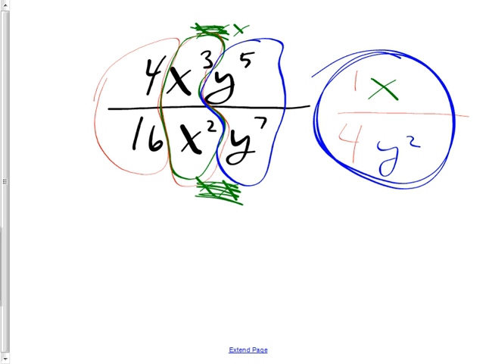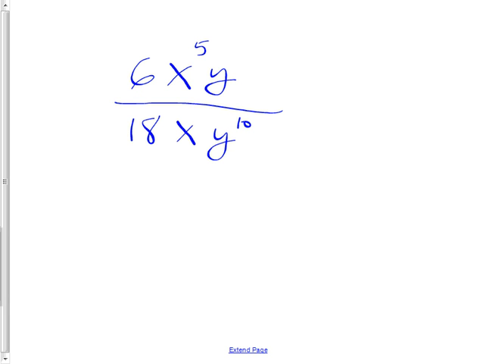All right. Judging by your reactions, that was not as easy for you as I thought it was going to be. So let's try one more like this. 6x to the 5th y all over 18x y to the 10th. Simplify that one. Once you understand it, it's like zip, zip. You should go right to the answer and just write it down.